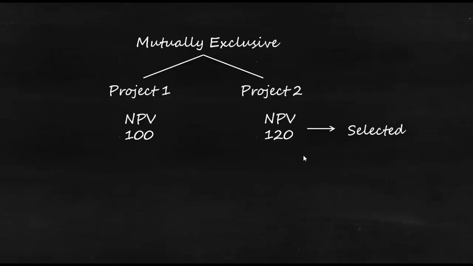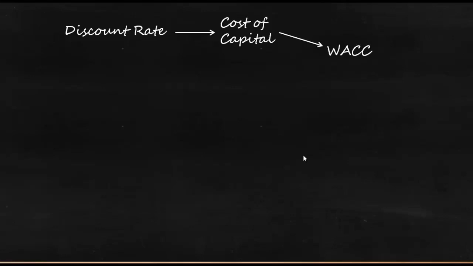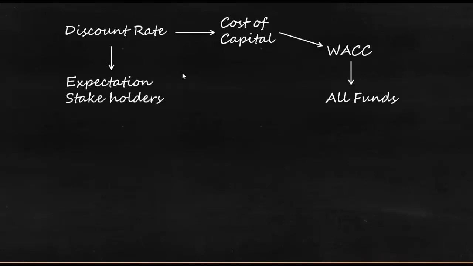And one more important factor in NPV is the discount rate. We have used a discount rate, right? The expected return was used as the discount rate, the 10%, 20% example which we had. So the discount rate is basically the cost of capital, and again it should be the weighted average cost of capital. Weighted average cost of capital will factor in all the funds' costs. So with this discount rate, we actually factor in the expectations of all the stakeholders. So expectations of all stakeholders are factored into the discount rate.